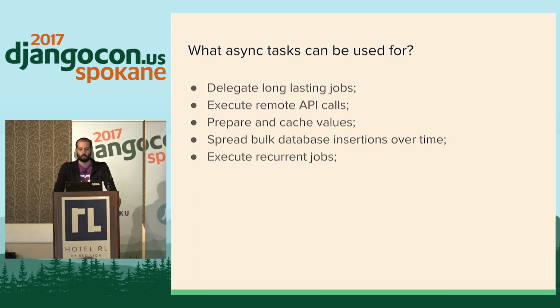Whenever you depend on an external service, you no longer have control over how long things will take to be ready. It might also be the case that it will never be ready. The system you rely on might be down or broken. Another good reason to use async tasks is to prepare and cache values. And you can also use them to spread bulk database insertions over time. This can help you not to DDoS your own database. Cron jobs are also another good example of things you can do with them.